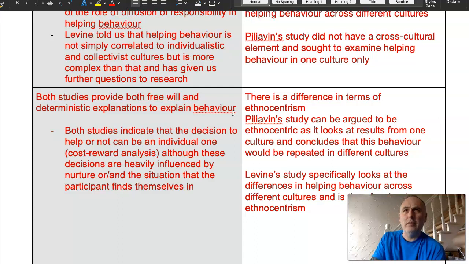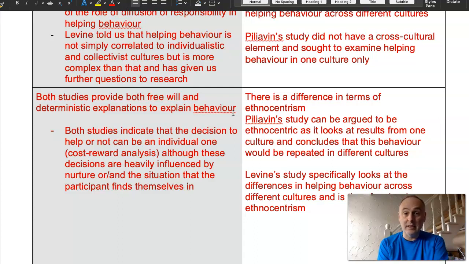If you think about the Piliavin study for a moment, and this has been covered in the podcast, by the way, so do listen to the podcast about this. The Piliavin study suggests that the reasons why people either help or don't help are to do with the situation that they're placed in, and that will be a deterministic explanation, but it is also down to a cost-reward analysis, which is done individually. So people work out whether this is actually worth their while or not. In other words, there's a cognitive element to this, which is mediating the response that people provide.